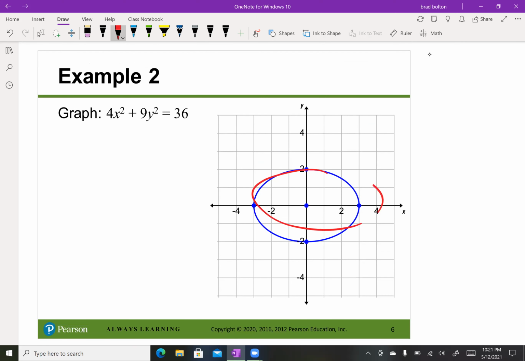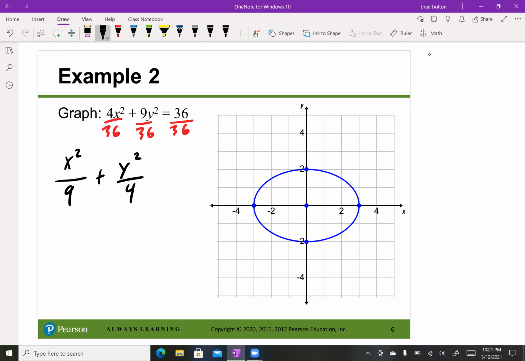Now let's see how they got this graph of an ellipse. Okay. So let's take a look at this. Well, first thing we notice is this is not a 1, and there is a plus sign in the middle. So that's a good positive sign. Okay. So this is probably an ellipse, but in order for this to be a 1, I have to divide this by 36, this by 36, and this by 36. So that's going to leave me with x squared over 9 plus y squared over 4 equals 1.